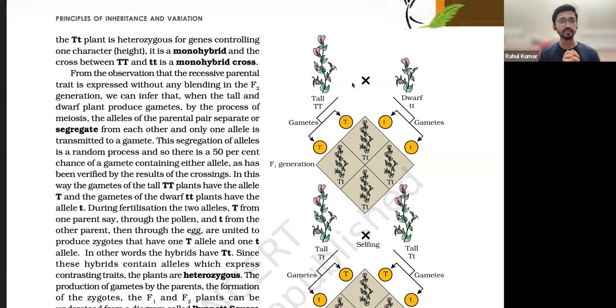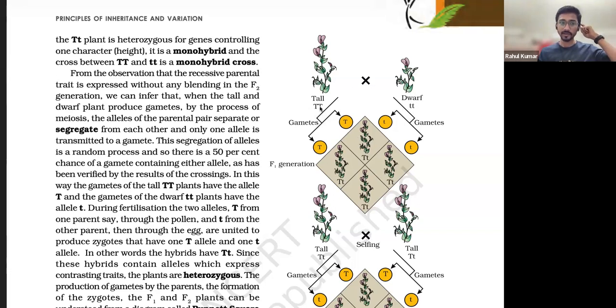If you start with the heterozygous parent, you already have half of the alleles as recessive, capital T, small t. So out of a total of 4 alleles, look here, capital T, small t, half of the alleles are recessive, half of the alleles are dominant. Make sense? Give a thumbs up.